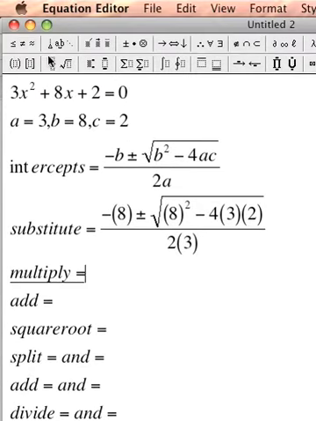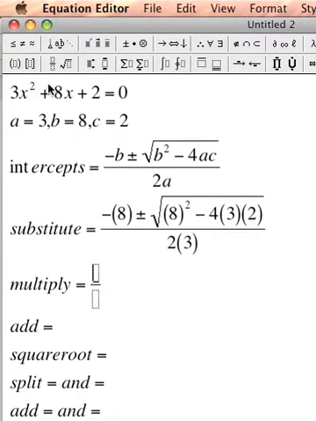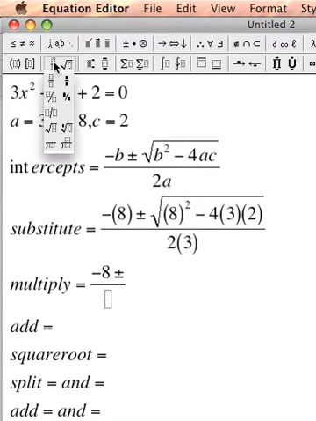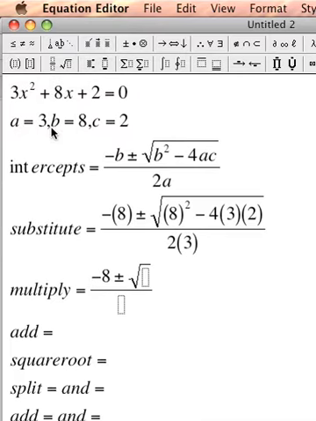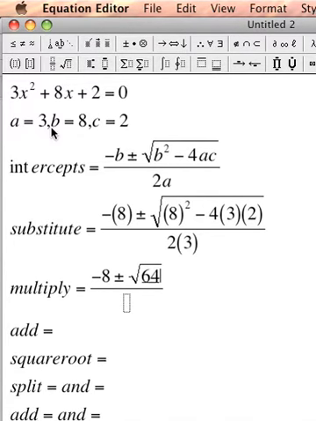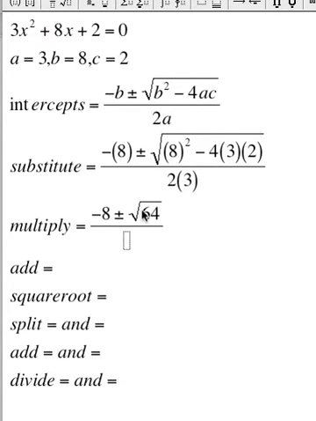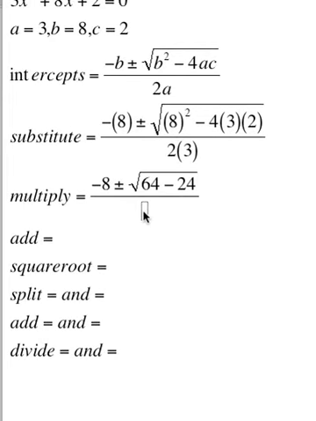Now, when I multiply, create my fraction. Now I'm going to have negative times 8 is negative 8. And now I'm going to have my plus and minus and my square root. Now I have 8 squared. 8 squared is 64. And negative 4 times 3 is 12, times 2 is 24. So I'm going to subtract 24. And 2 times 3 is 6.